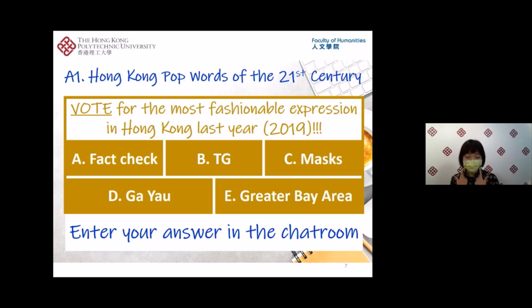And mask, of course, is what we are wearing. I'm wearing one now, and I have to wash my hands after touching my mask. So you know what a mask is, even if you're not from Hong Kong. And then D, Ga Yau, is actually a very common Cantonese expression. It is an expression of encouragement, and it can be literally translated into English as add oil. This is sometimes something that we say as well. And lastly, E, Greater Bay Area, is a part of China, which is close to Hong Kong, and the Chinese government is running a lot of projects there. And sometimes people call it GBA.